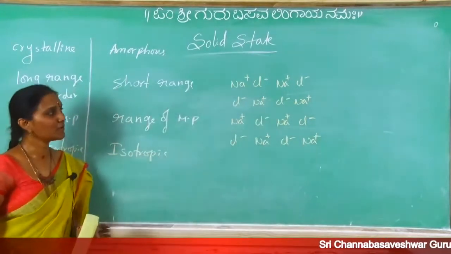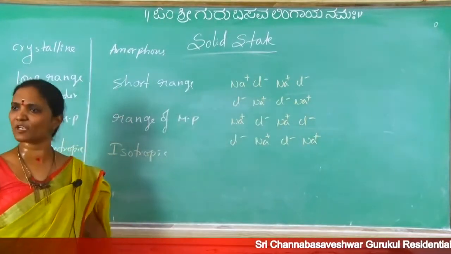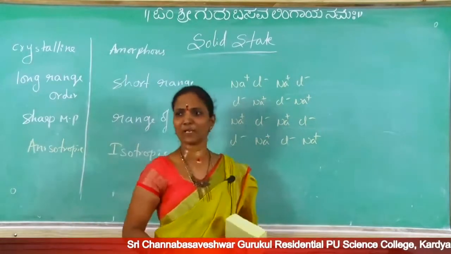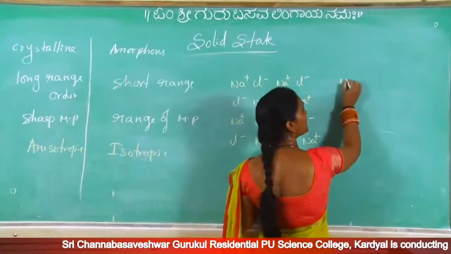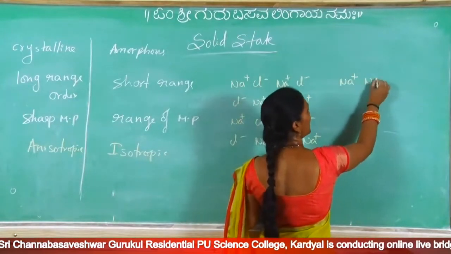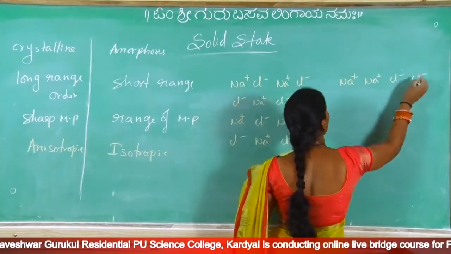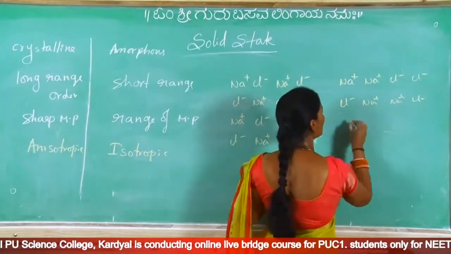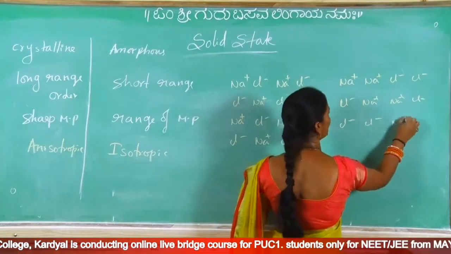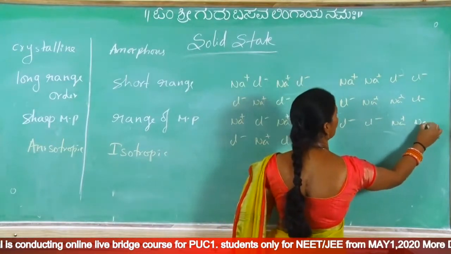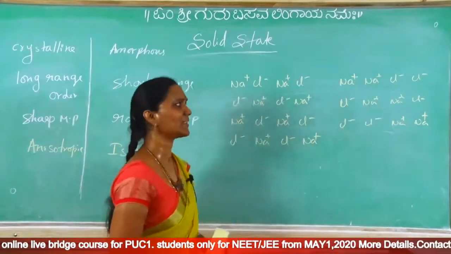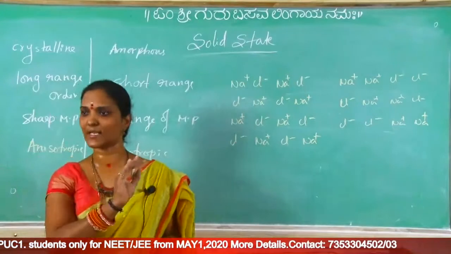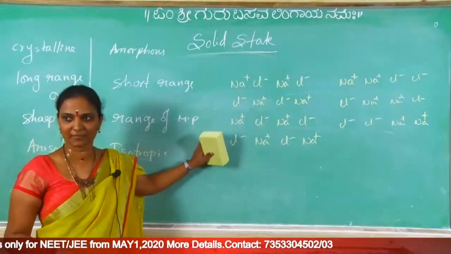Okay. Now here complete regular arrangement is there. Now it is the crystalline solid. Actually NaCl amorphous is not there, but anyhow for example I am giving that. Amorphous means irregular arrangement. Na plus Cl minus, Cl minus, Cl minus Na plus, Na plus, Cl minus, Cl minus, Cl minus, Na plus, Na plus. For example like this. That is the irregular arrangement. Just for example, that is the amorphous. This is the crystalline. Okay.